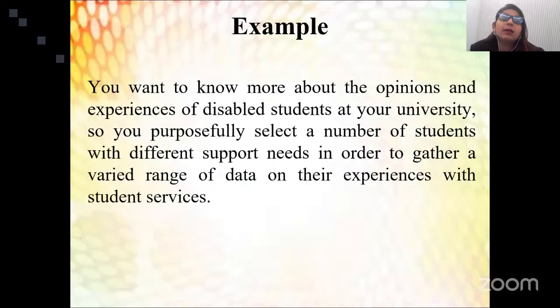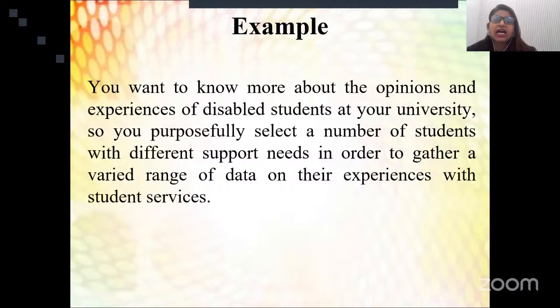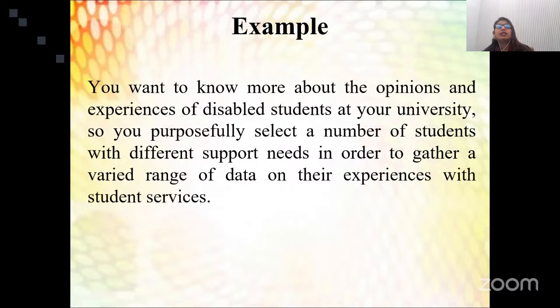So just take an example. If you want to know more about the opinion and experiences of disabled students at your university, right? So we select a number of students with different support needs in order to get varied range of data on their experiences with student services, right? So I'm picking it according to my judgment. I'm picking that respondents only, right?